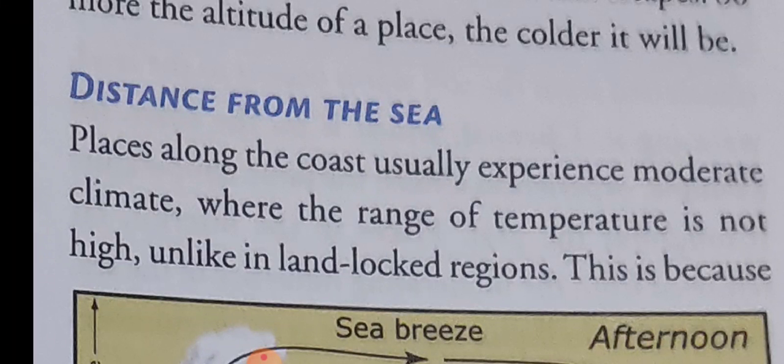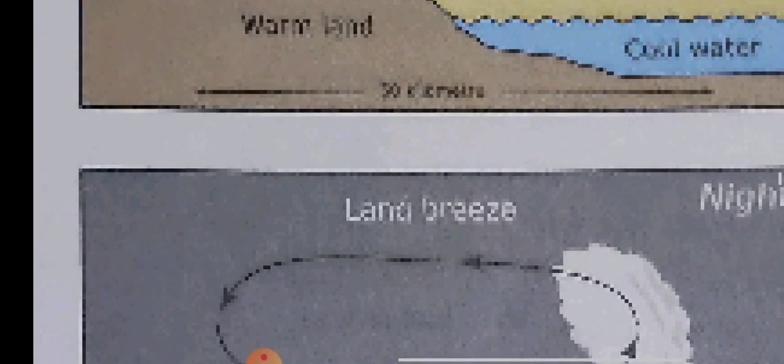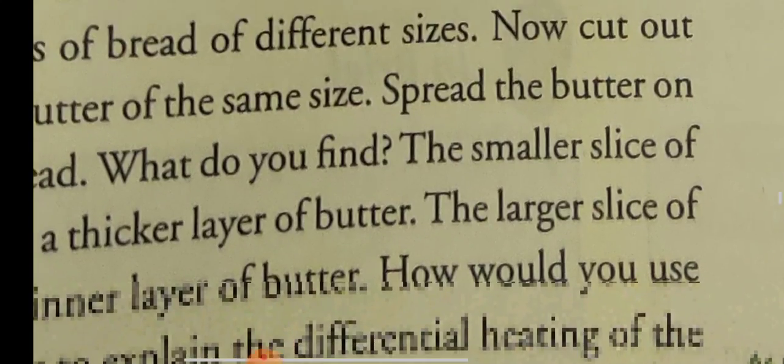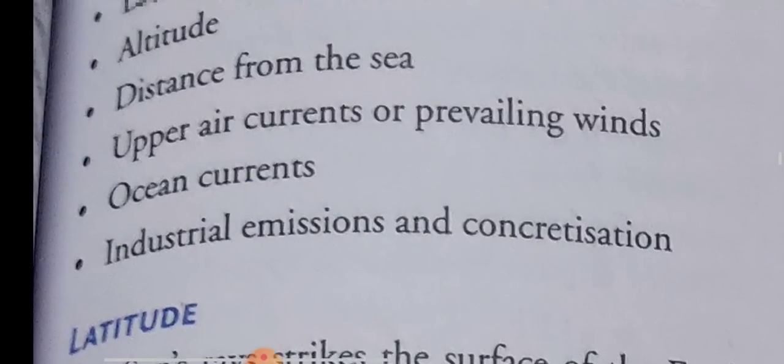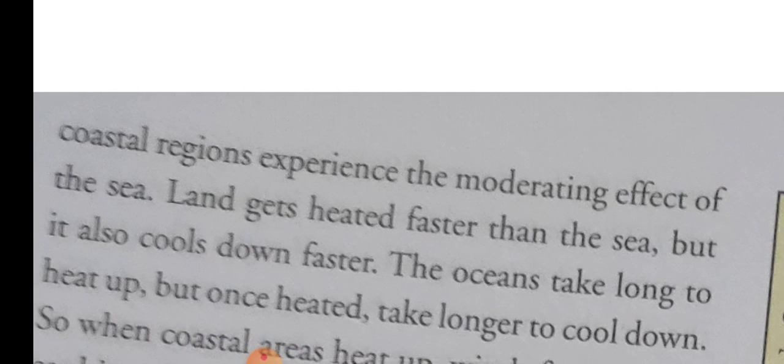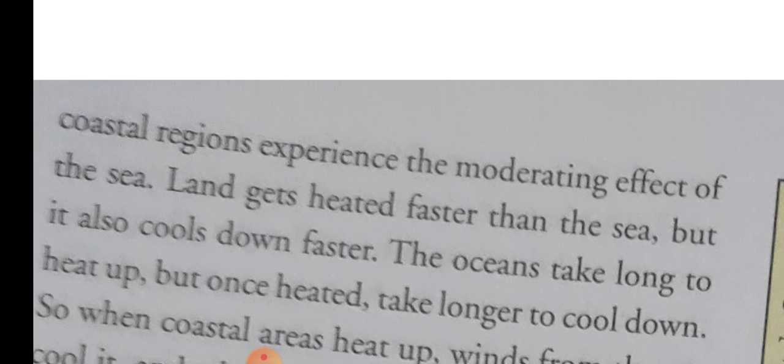where the range of temperature is not high, unlike in landlocked regions. So the temperature is not very high, and this is because the coastal region experiences the moderating effect of the sea. Coastal region means the region which is near the coast.